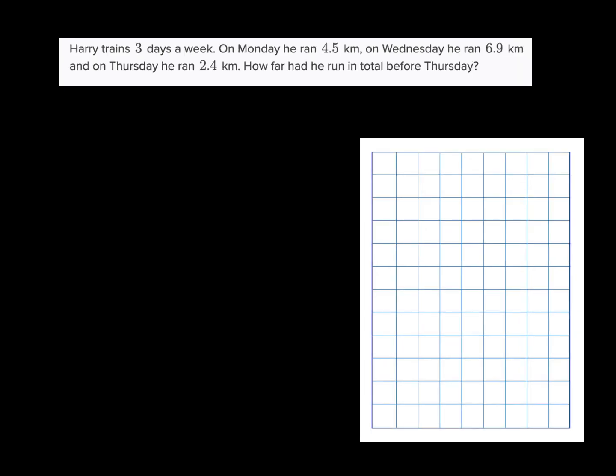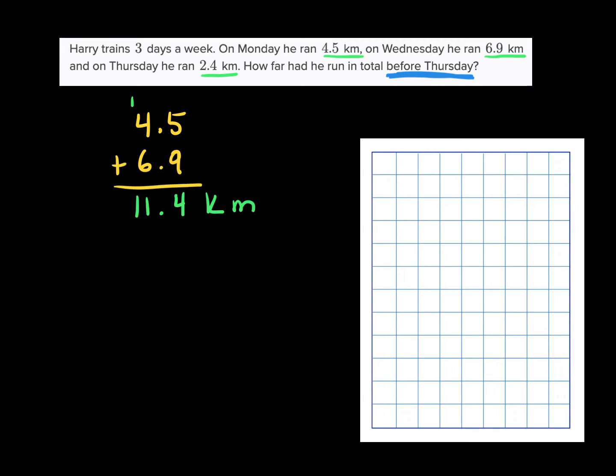If we're looking here, he's training 3 days a week. On Monday, Harry ran 4.5 kilograms, Wednesday 6.9, Thursday 2.4. How far had he run in total before Thursday? 4.5 plus 6. Exactly. We're only adding Monday and Wednesday here.